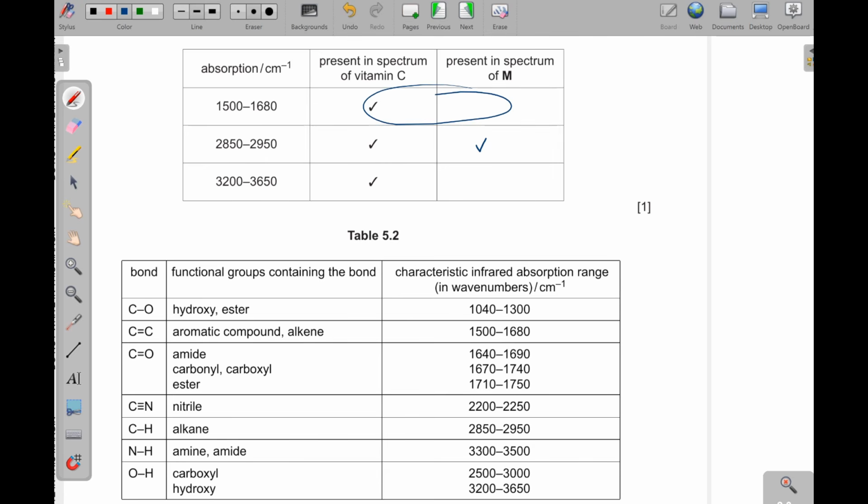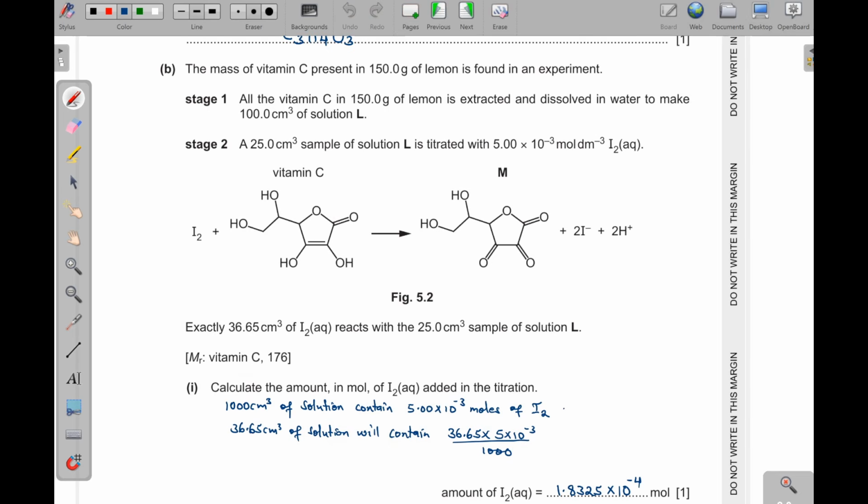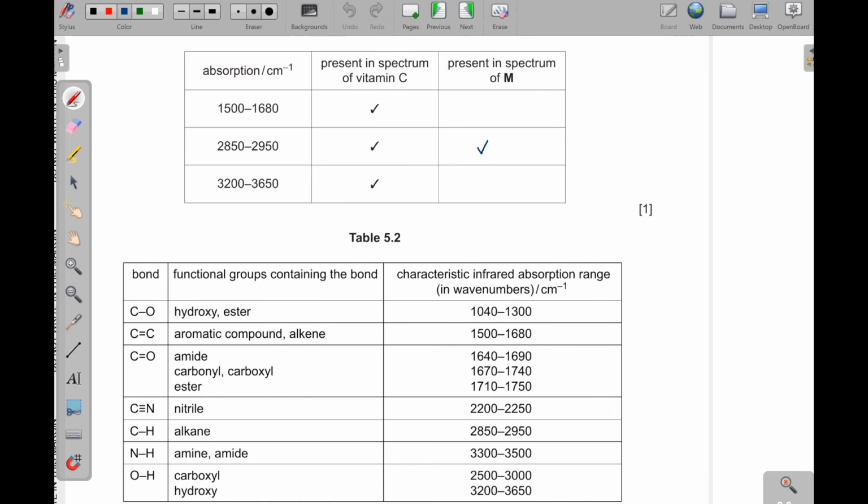But coming back to this one here, for M, remember this one was for the alkene. Here, we're looking at the alkene. But when we look at M, if you come back here and you check M, there is no carbon to carbon double bond here. So this absorption is going to be there for vitamin C, but it is not going to be there for M. I can put a cross, I can put a dash, I can even just leave it blank, okay? But let me just put a cross.